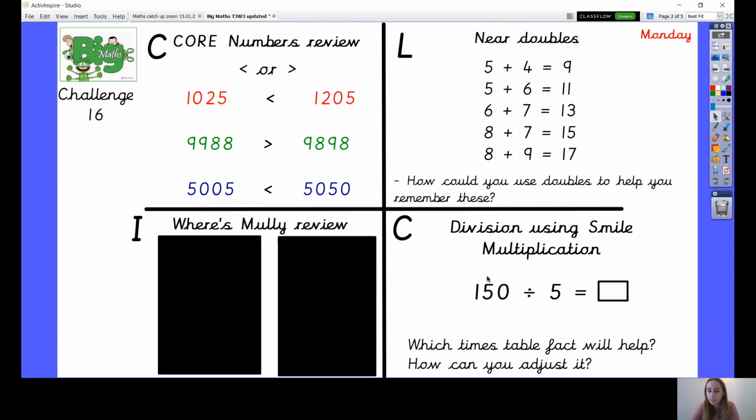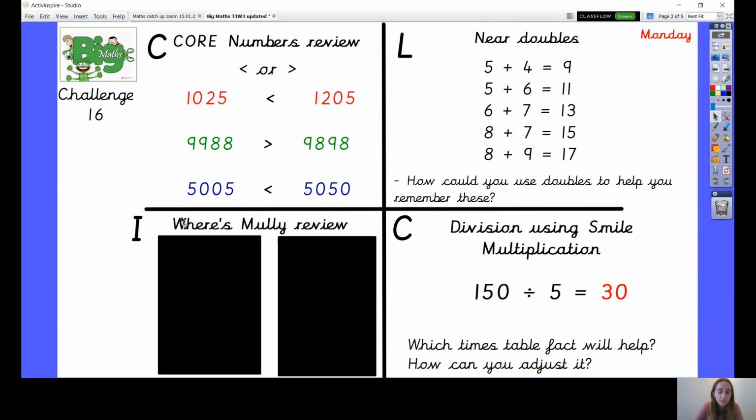So when I look at my number here, I've got 150 and I'm dividing it by 5. So I'm thinking of multiples of 5 that can help me with this. Well, I know that 15 is a multiple of 5 and it's 3 times 5. So I know that 150 is also a multiple of 5 and it's 30 times 5. So if I know that 15 divided by 5 is 3, 150 divided by 5 is 30.